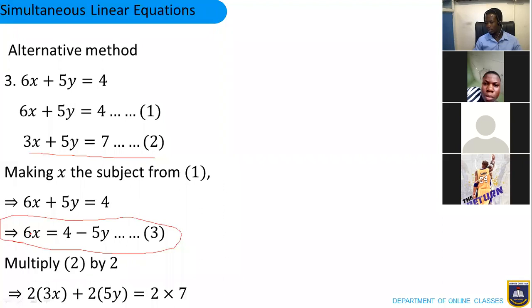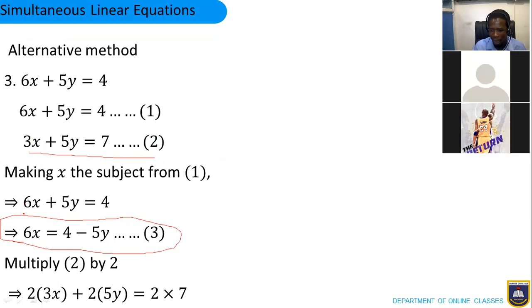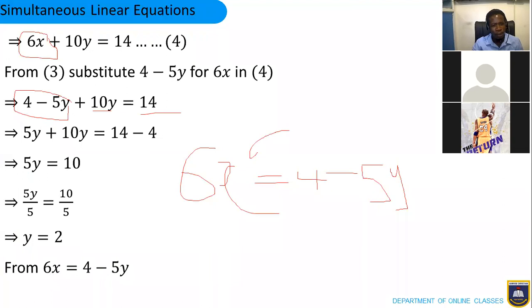Shadrach. Yes, sir. You're lost. All right, let me assist you. So you could see that when we multiply everything in equation 2 by 2, we are going to get the coefficient of x here to be 6. Isn't it? Yes, sir. So in equation 2 and equation 3, after multiplying, won't they now be 6x, 6x? Yes, sir. That is why we are multiplying equation 2 by 2, so that we can have the coefficient of x to be the same. Then from there, when we simplify, we are going to get 6x plus 10y is equal to 14.